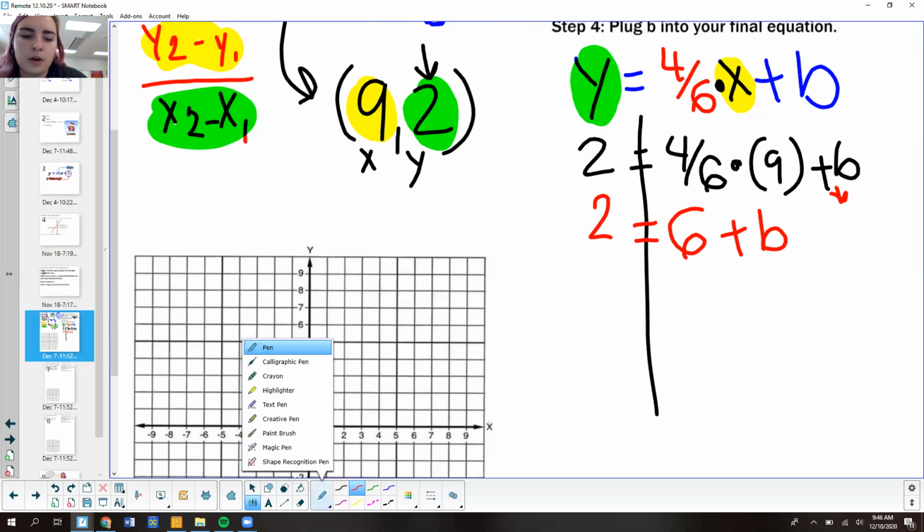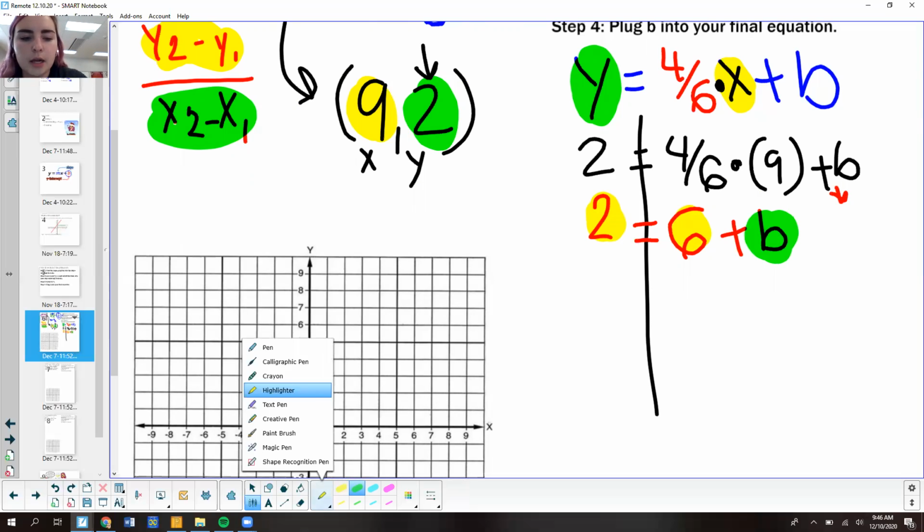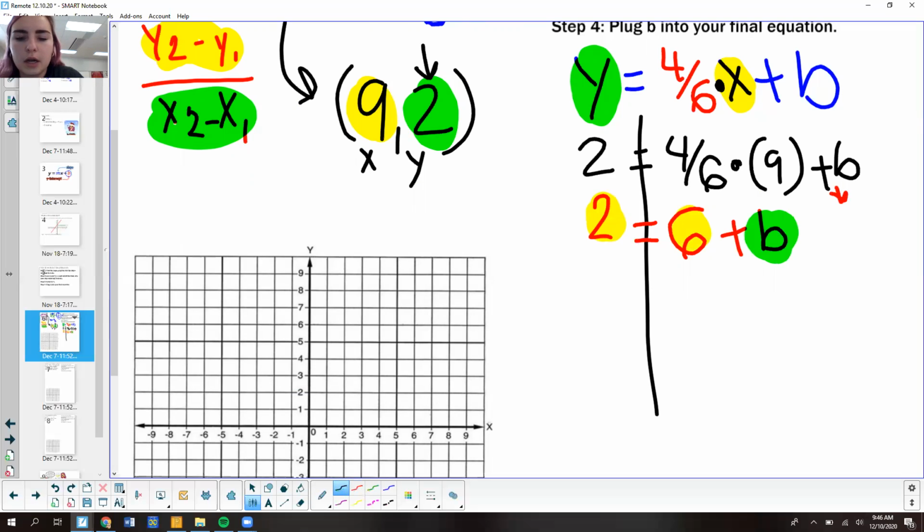And remember, we've got to get all of our constants to one side and all of our variables to the other. This was in our algebra unit, as I keep saying, so if you're not familiar, that's what I'm talking about. I've got b already on the right side, so I'm going to move 6 to the other side. I move a positive 6 by canceling it out.